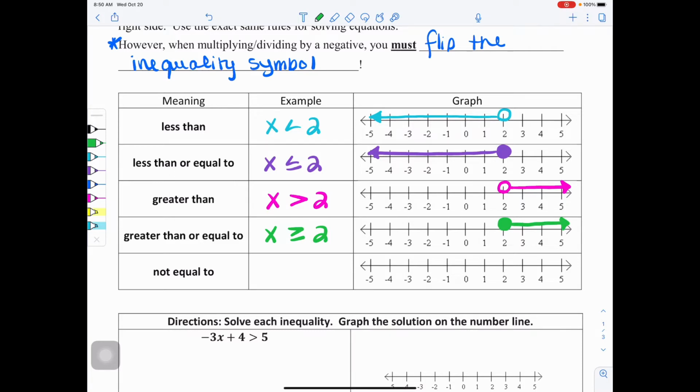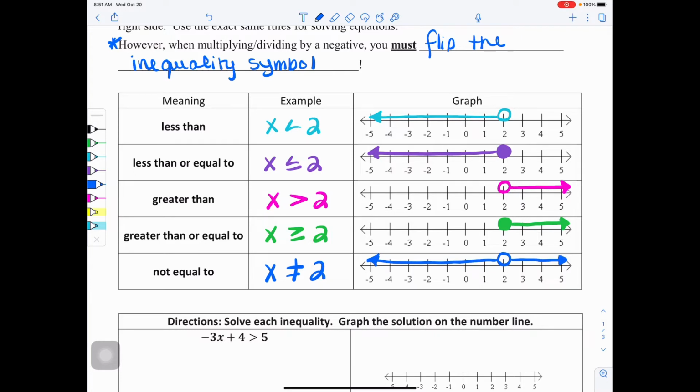And then lastly, one that you may not think about as much is not equal to. That would look like this: x is not equal to 2. So if you think about that, 2 is the only number it cannot be. So I'm still going to put a circle on 2, but I'm going to leave it open because 2 is what it cannot be. It can be everything else. So this is a special situation where you have to shade to the right because it can be numbers bigger than 2, and you have to shade to the left because it can be numbers smaller than 2. It just cannot be the number 2.